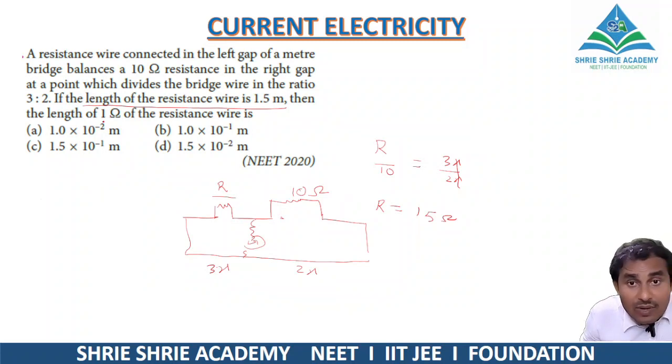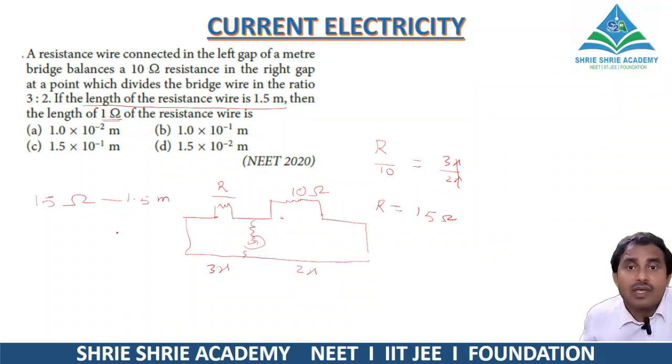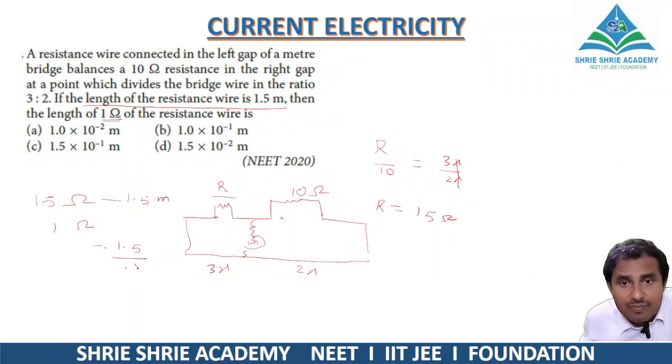So that is the only thing you have to be a little concerned about. You have 15 ohm resistance, because we are getting 15 ohm resistance wire. So 15 ohm you are getting for 1.5 meter wire. And is this saying 1 ohm? So 1 ohm resistance will be for how much meter? 1.5 divided by 15. This is the only place where you can get confused, because he is saying that 15 ohm is there for 1.5 meter.